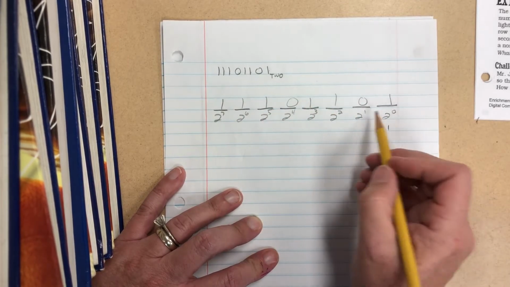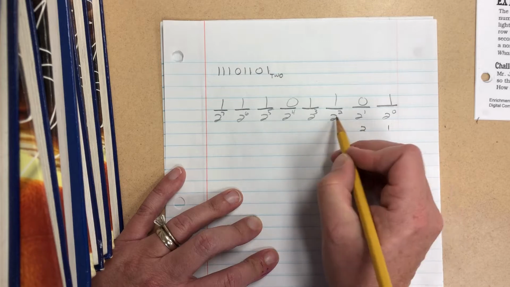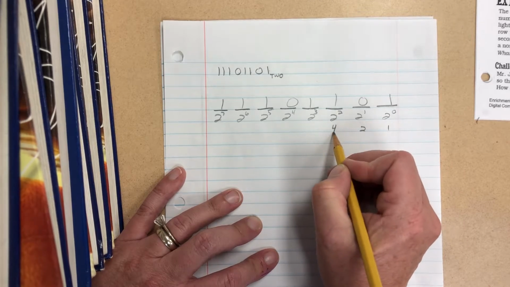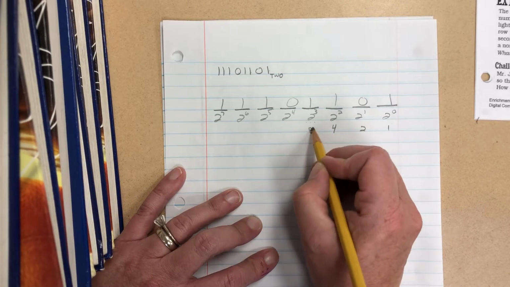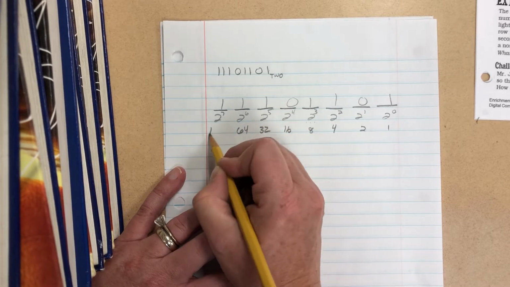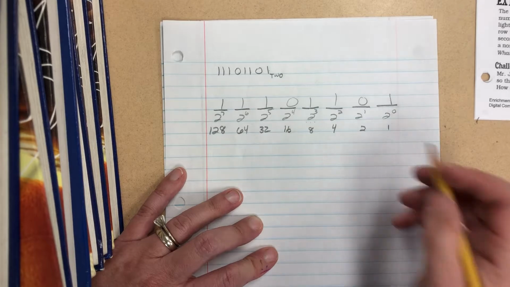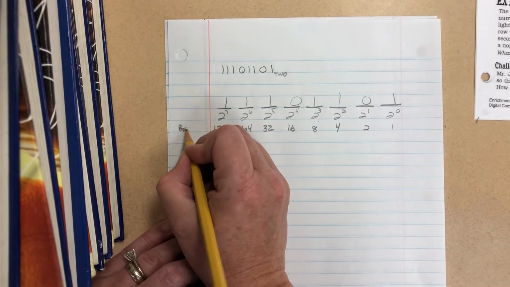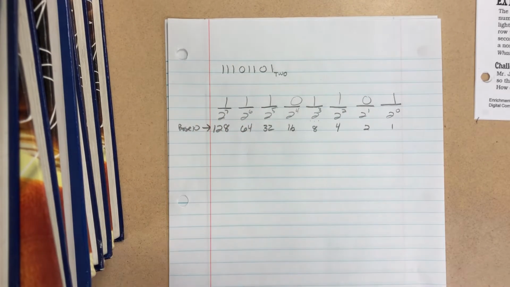2 to the 0 is 1. 2 to the 1st is 2. 2 squared is 2 times 2, which is 4. 2 times 2 times 2, 8. 16, 32, 64, 128. These are the base 10 equivalents for the place values.